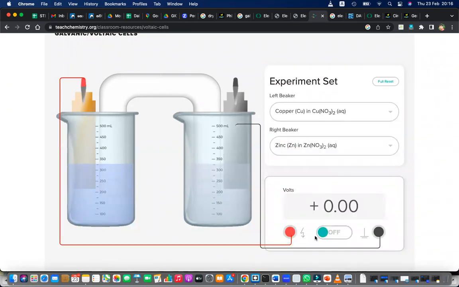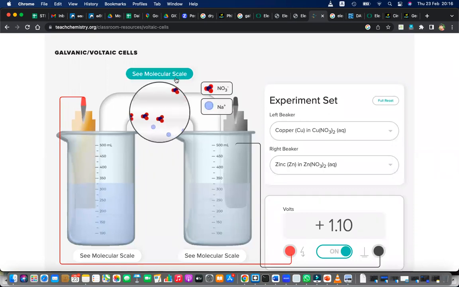Here you can see I turn this on and a voltage is generated. What will happen in this galvanic cell? You can see the Na plus in blue, and the nitrate, NO3 minus, in red and blue. You can see the movement of these minuses and pluses. That is what generates the electricity.